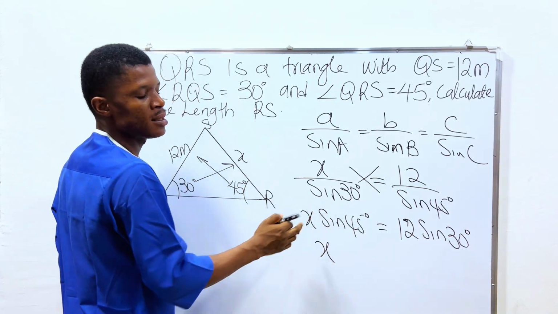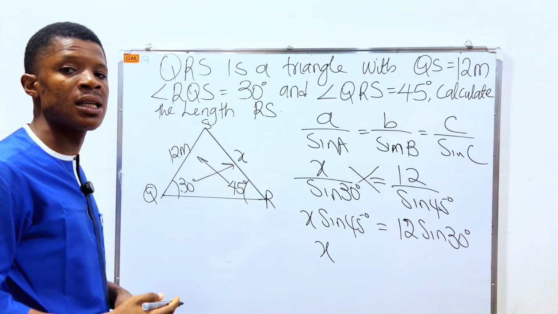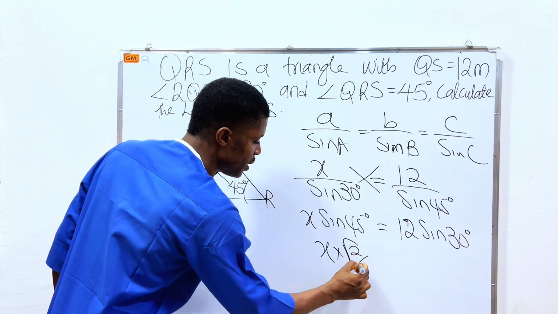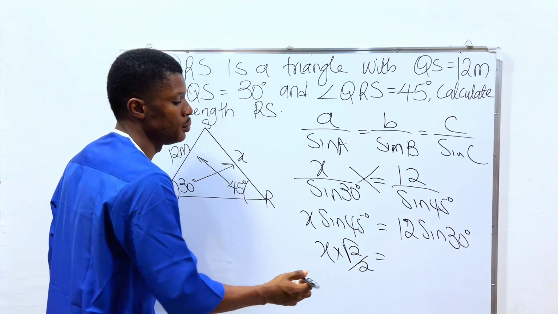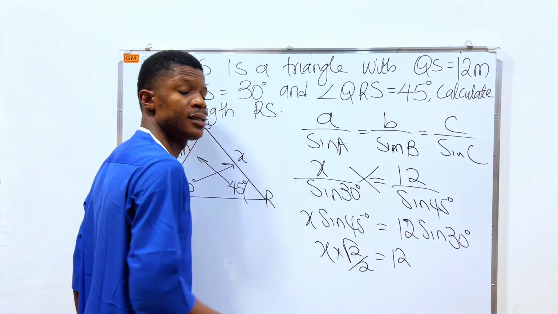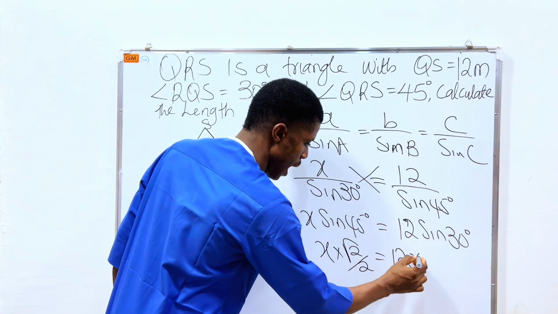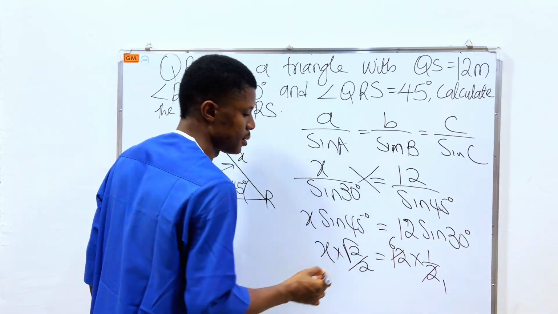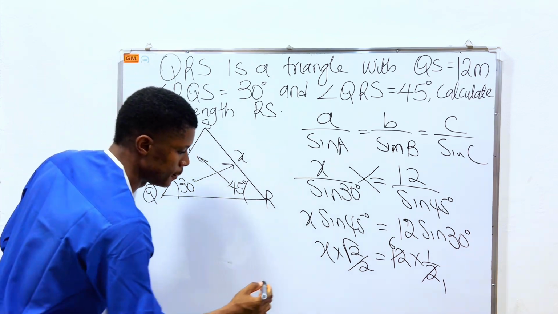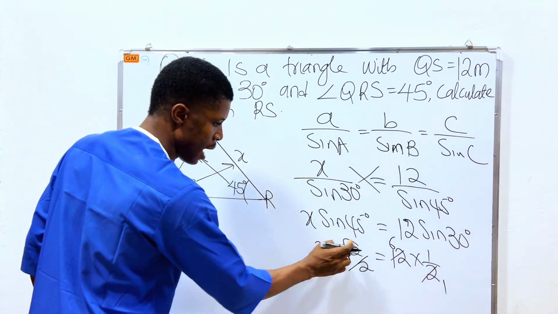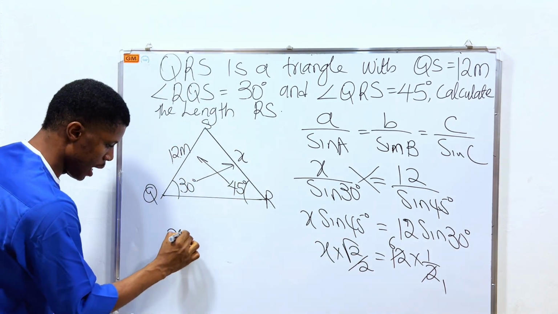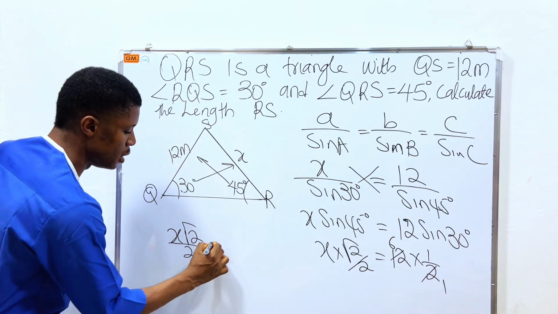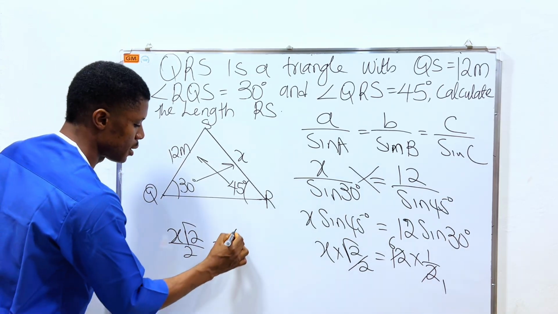Sine 45 degrees is basically root 2 over 2, so x times root 2 over 2 is equal to 12 times sine 30, which is half. 12 times a half is 6. So we have x root 2 divided by 2 is equal to 6.